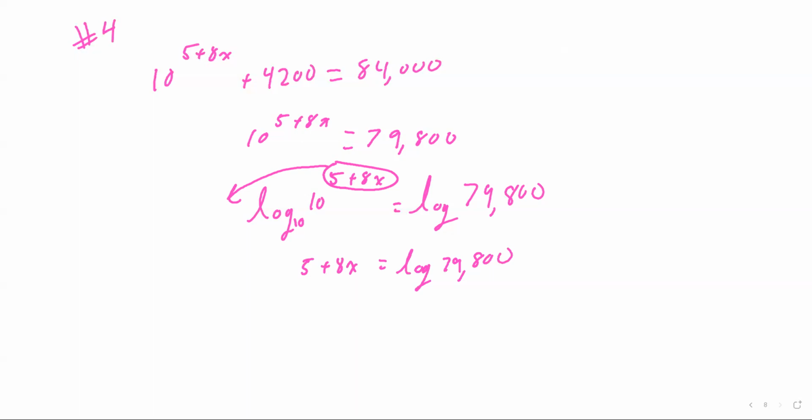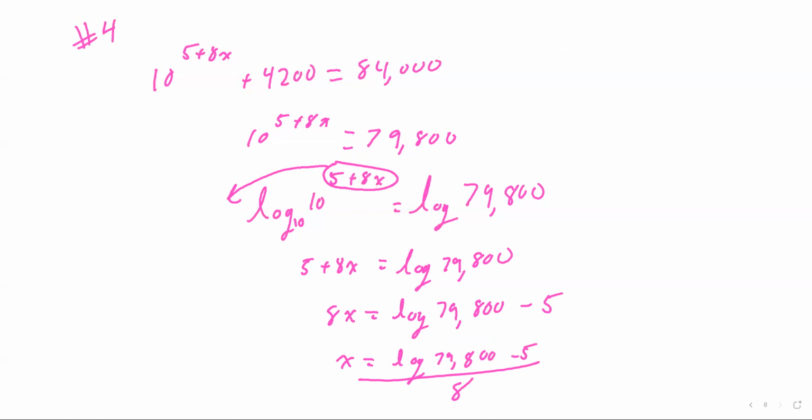That's a very good question. How would I finish off writing this problem before I go ahead and type it in? Now, I can't divide yet. What would I do first? Subtract by 5. So this gives you 8x equals log of 79,800 minus 5. Do not subtract 5 from that big number. This is a log. This is a constant. Divide it. Oh, well, skip the step. Divide it by 8.